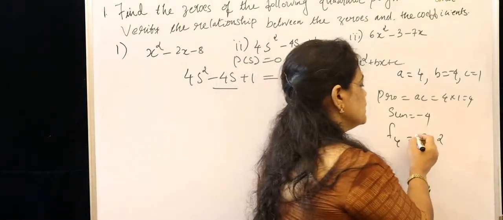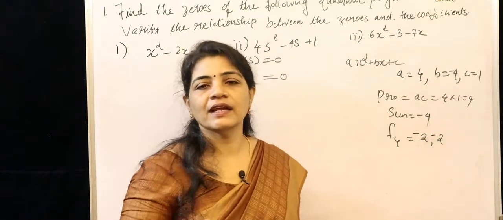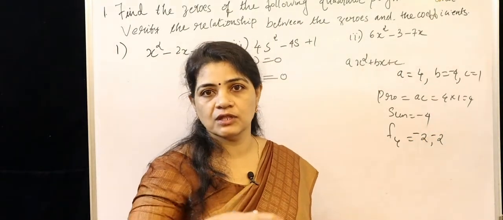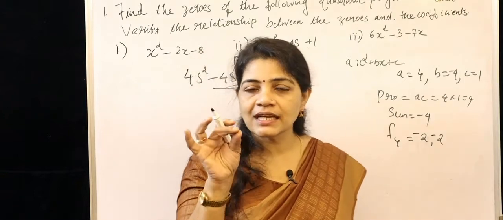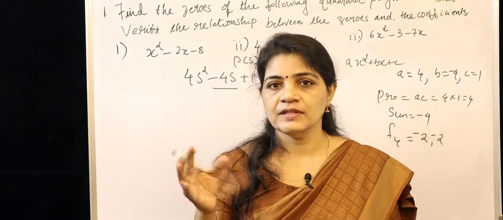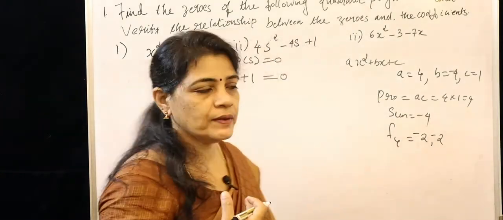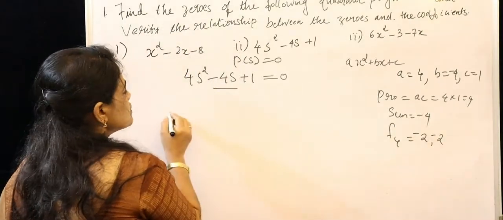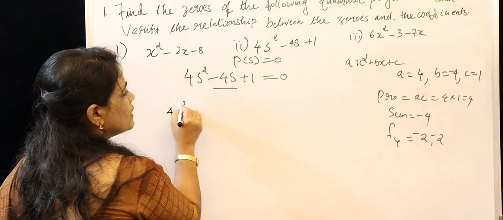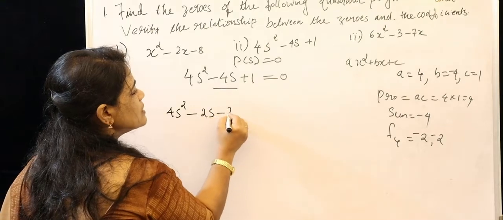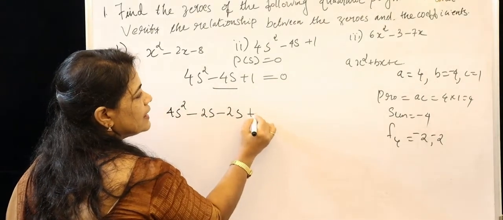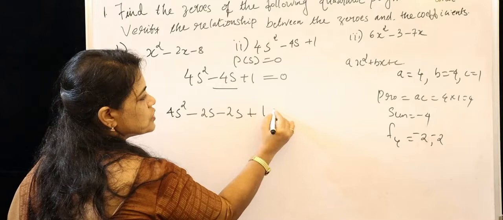So negative 2, negative 2. When you multiply negative 2 into negative 2, we get positive 4. Negative 2 plus negative 2 is negative 4. Satisfied. So we are going to split the middle term. So 4s square minus 2s, isn't it? Then the last term has no change.